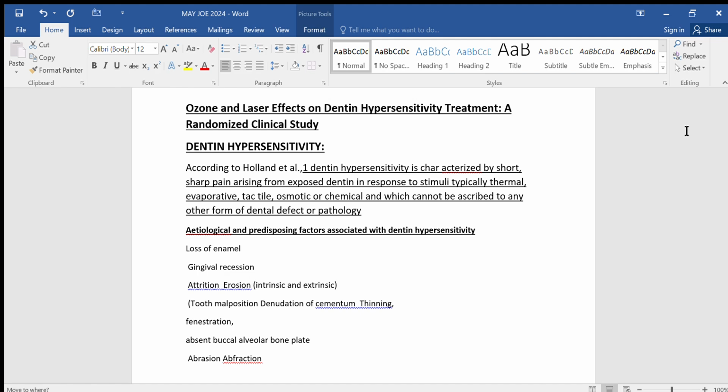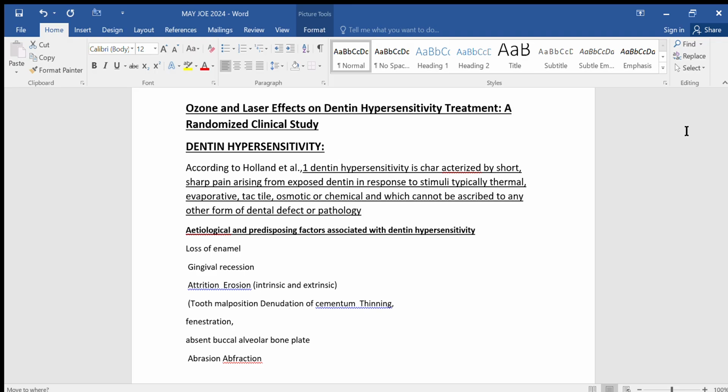Dentin hypersensitivity is characterized by sharp pain arising from exposed dentin in response to stimuli, typically thermal, evaporative, tactile, osmotic, or chemical, and which cannot be ascribed to any other form of dental defect or pathology.